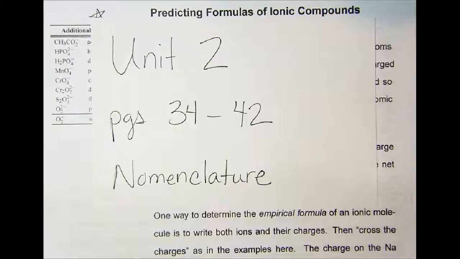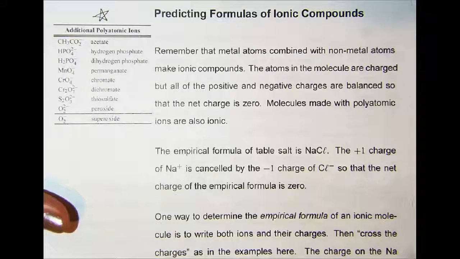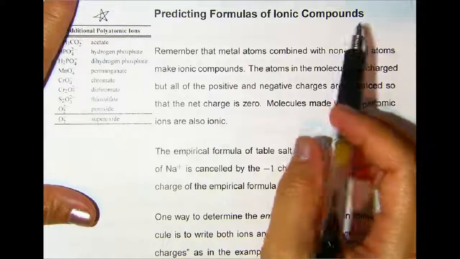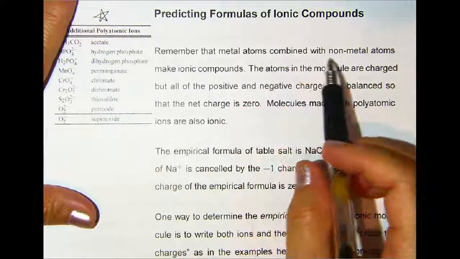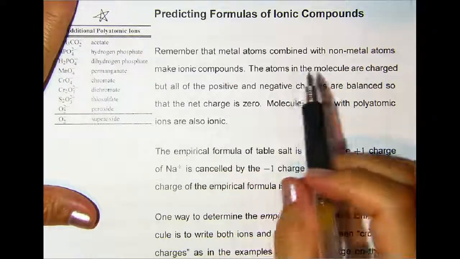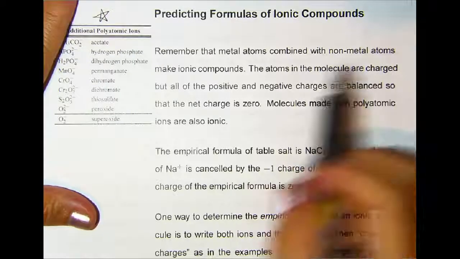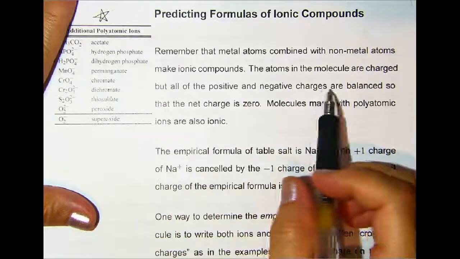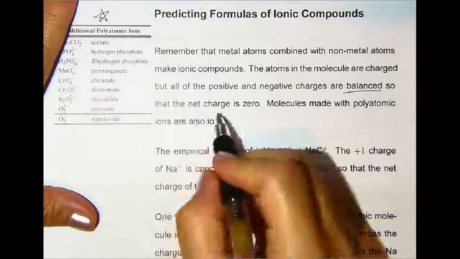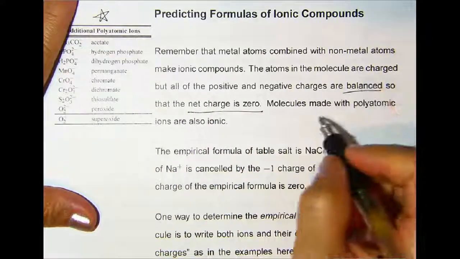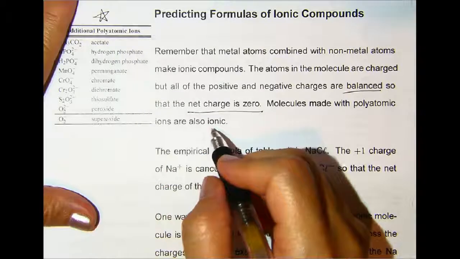Unit 2, pages 34 to 42, Nomenclature. Predicting formulas of ionic compounds. Remember that metal atoms combined with nonmetal atoms make ionic compounds. The atoms in the molecule are charged, but all of the positive and negative charges are balanced, so that the net charge is zero. Molecules made with polyatomic ions are also ionic.